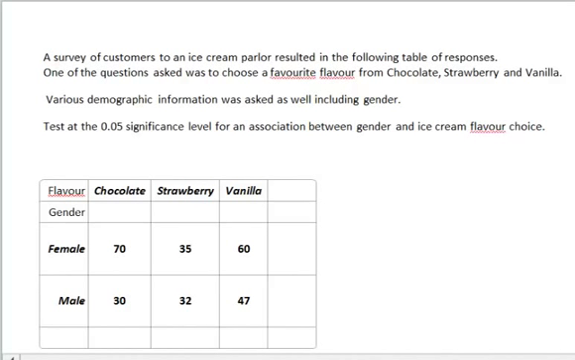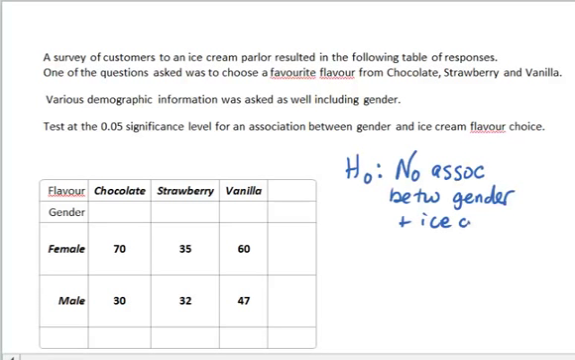First thing we want to do is to set up the null hypothesis. The H0 will state that there is no association between gender and ice cream preference. The alternate hypothesis will state that there is an association between these two variables.